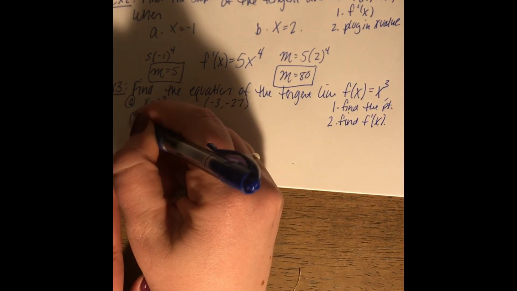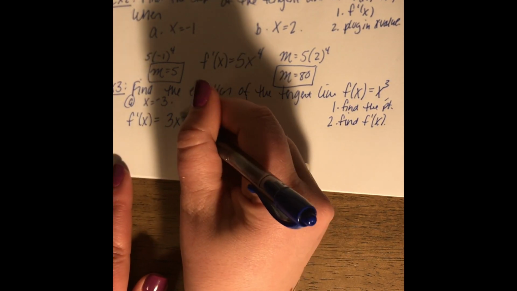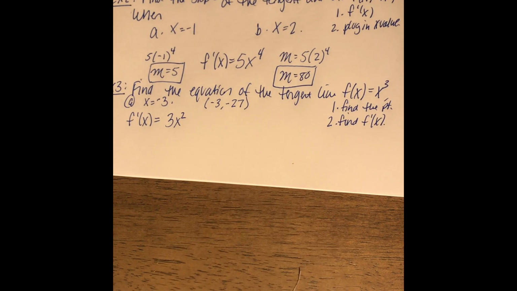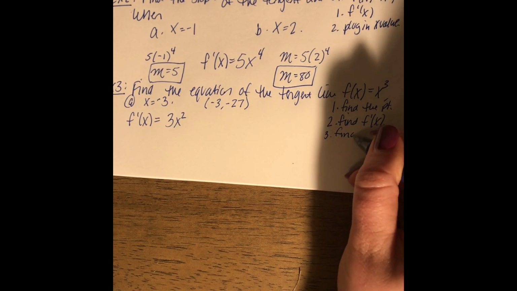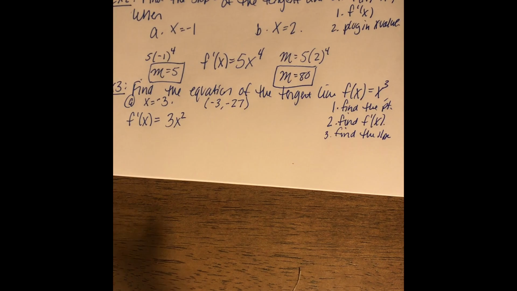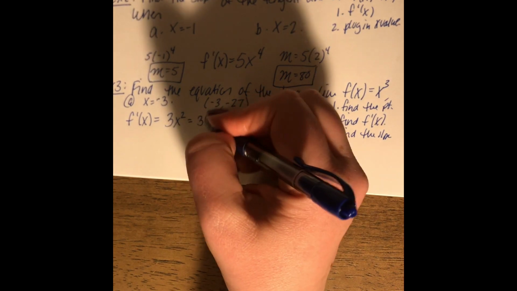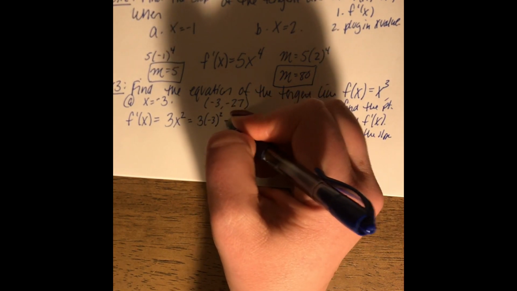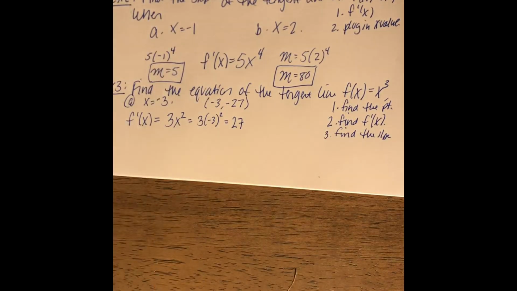So we can quickly find f prime of x to be equal to 3x squared, because I'm going to take the 3, kick it out in front, subtract 1 from it. Step 3, find the slope. We're finding the slope at x is equal to negative 3. We're going to plug negative 3 into the equation for the derivative. 3 times negative 3 squared, and you're going to get a positive 27 this time. So that is the slope.